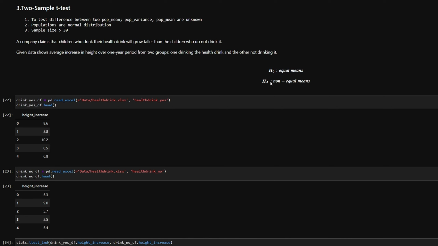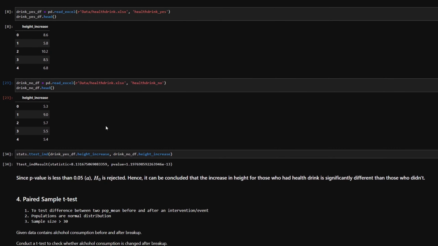So here we have two data sets. The first one is those who drink the health drink from the company, and the second one is those who don't. Now again, we are going to use the stats library up here, and the method that we are using is t-test underscore ind, and I'm not sure what this ind stands for, maybe indicative or something. And then we are going to give two data frames. The first one is those who drink it, and the second one who don't drink it.